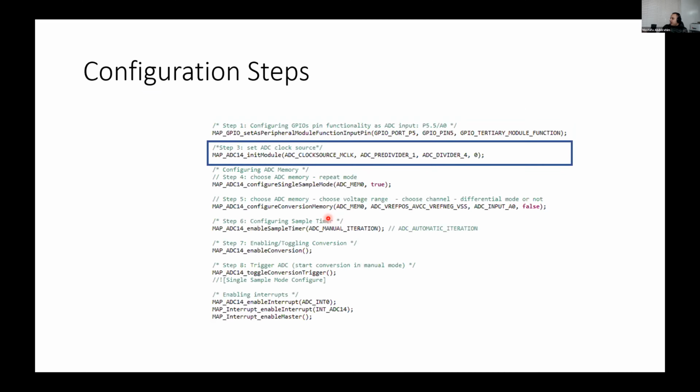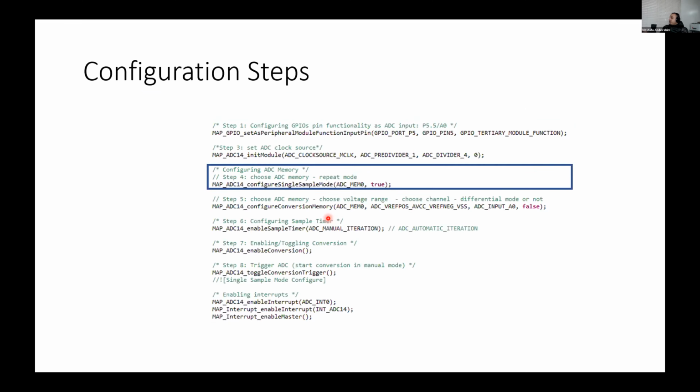Okay. The fourth step, I'm sorry, is to choose the memory that you're going to use. As I said, we have 32 memory registers. I'm going to use here ADC MEM0. Another one is the same function. What is called repeat mode.